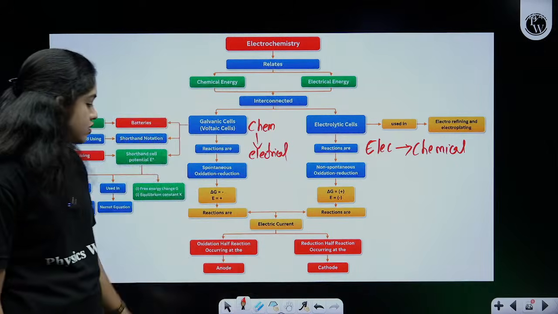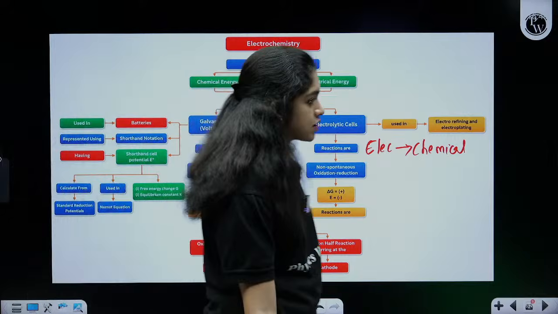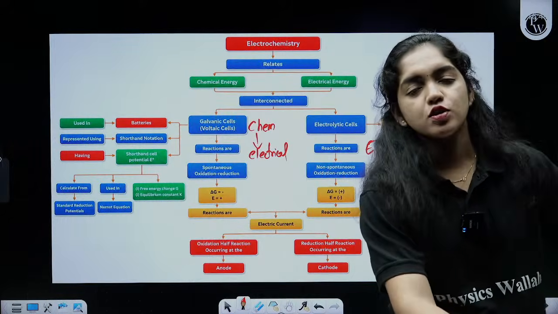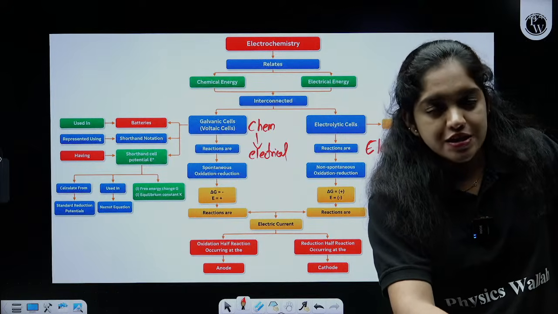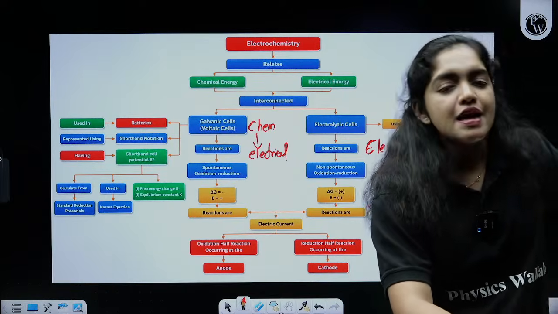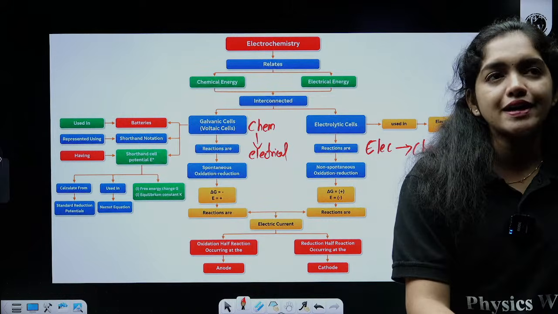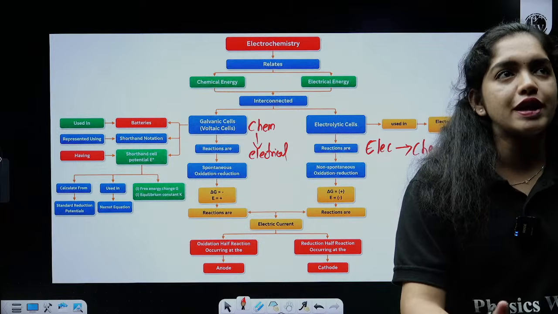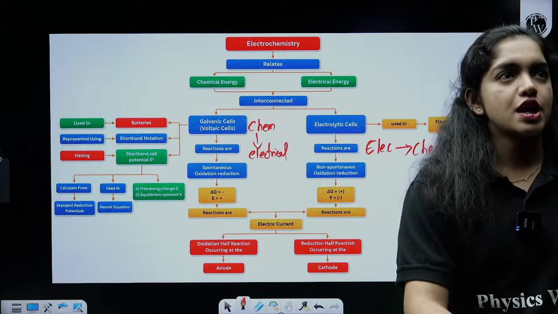Electric current reaction, oxidation half reaction, then reduction half reaction, anode, cathode. Anode will be negative in the electrochemical cell; in the electrolytic cell, it will be positive. Cathode is positive in the electrochemical cell, and cathode is negative in the electrolytic cell. So learn the differences, my dear kids. It will be very useful for you. So take the screenshot. This is just a mind map for your easy understanding.